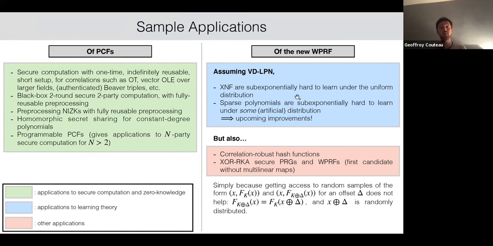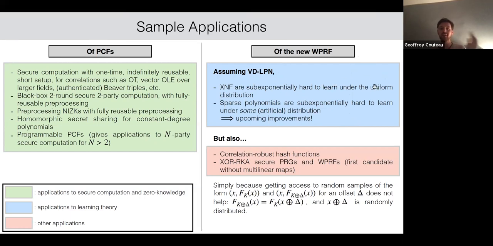Yeah, and so among the other applications, there are the applications of this new weak pseudorandom function. There are learning applications, which say that this very simple class will already be subexponentially hard to learn. And in later work, we've also studied the class of sparse polynomials. But yeah, I won't have time to tell you more about that.